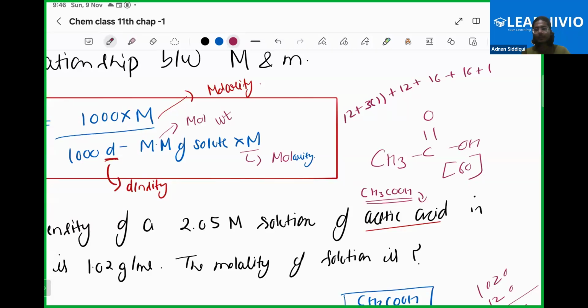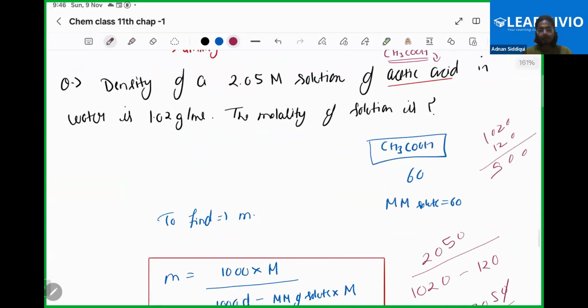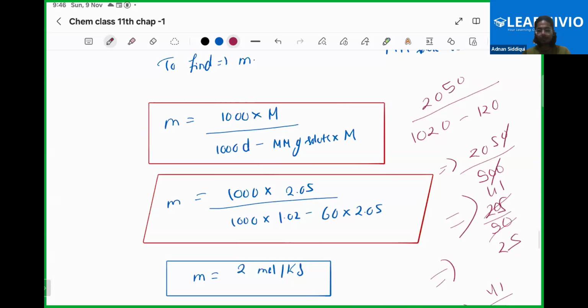You just have to take the individual atoms and add them up, right? While adding the molar mass, we don't have to see single bond, double bond. It doesn't matter. And you just have to put the values and you will get your answer. Simple as that. You have converted your molarity into molality.